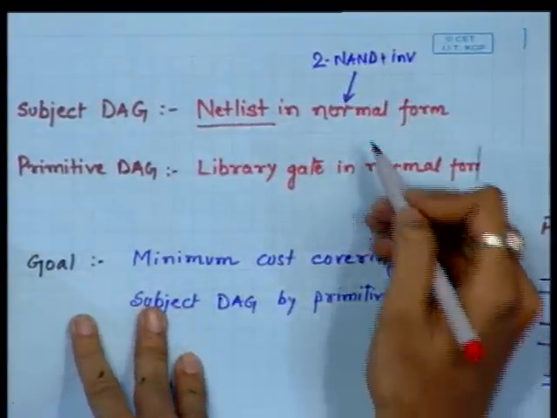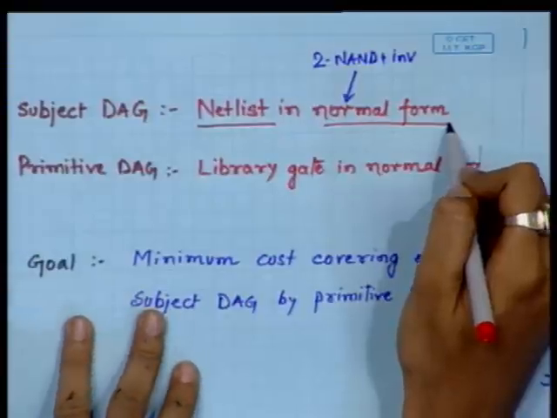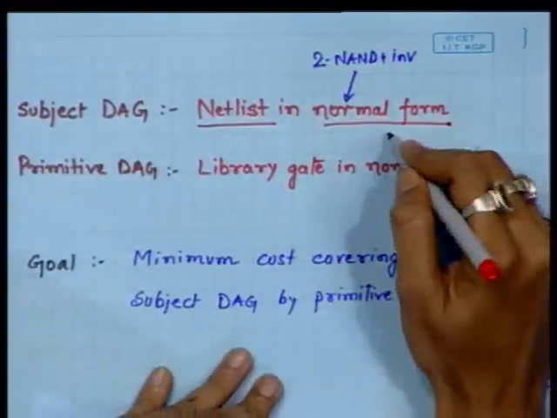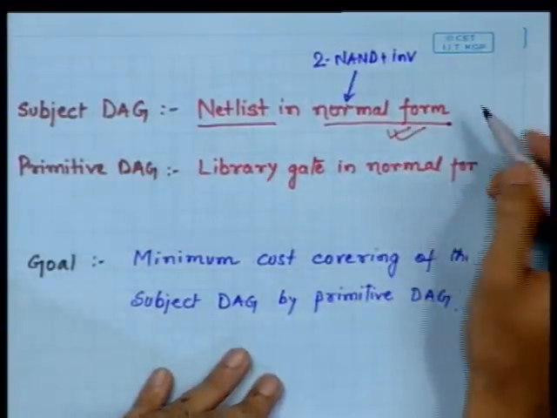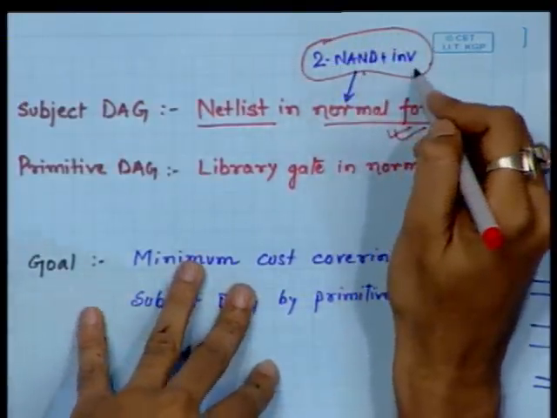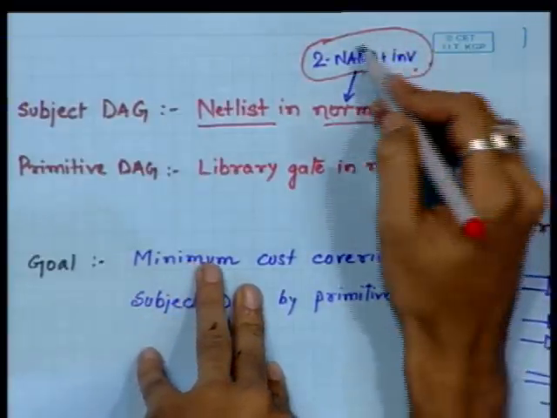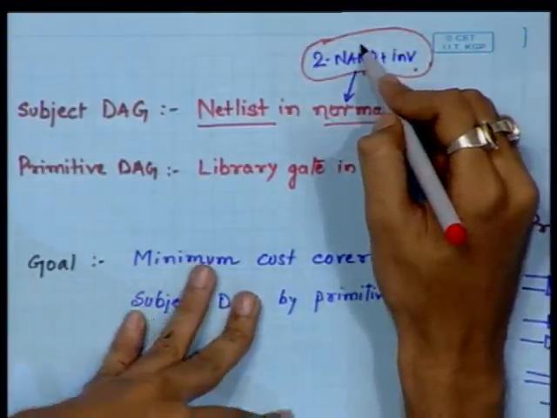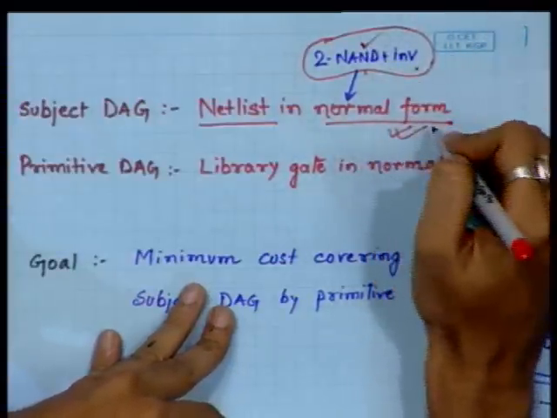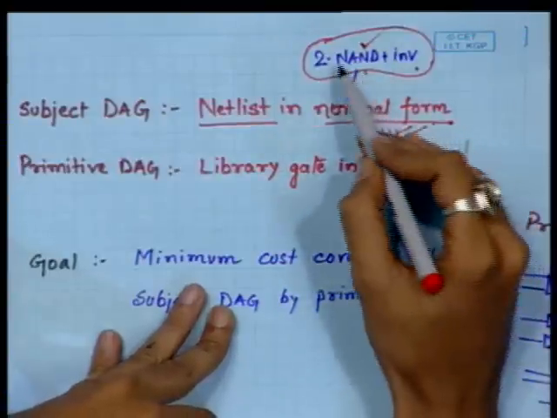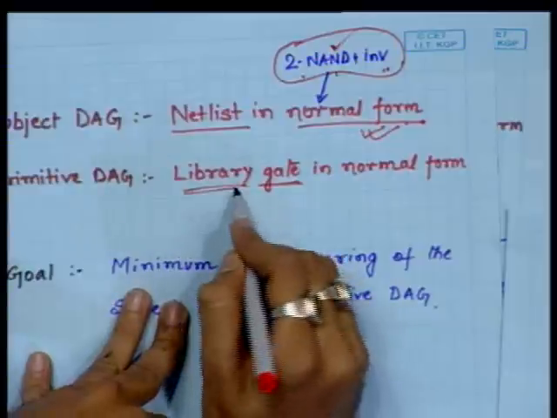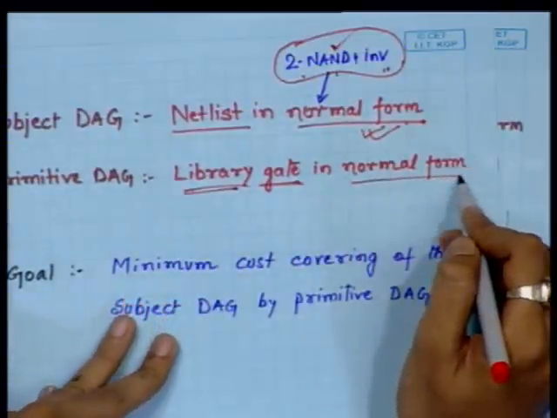The netlist is converted into normal form. The netlist available to the technology mapper is converted into normal form. What is normal form? It is converted into a design which only contains 2-input NAND and inverters, nothing else. We know that NAND is a universal gate, meaning AND or XOR, all can be replaced by NAND. Similarly, the gates available in the library are also converted into normal form.